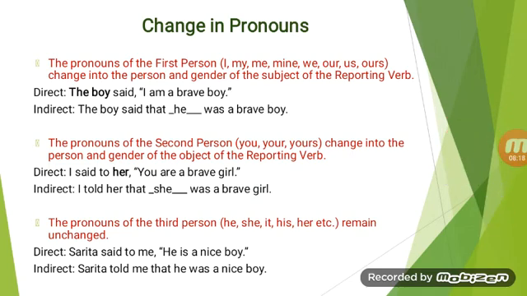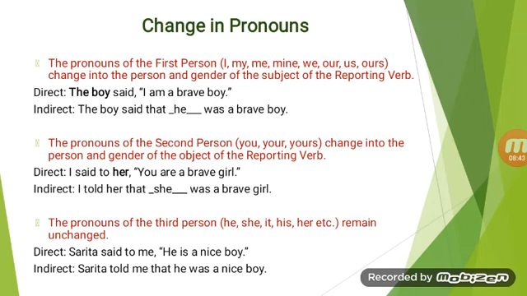Now the next rule is that the pronouns of the third person, that is he, she, it, his, her, etc., remain unchanged. Let's see in the example. Direct speech: Sarita said to me, he is a nice boy. Now in the indirect speech, what will we do? Sarita told me that he was a nice boy.